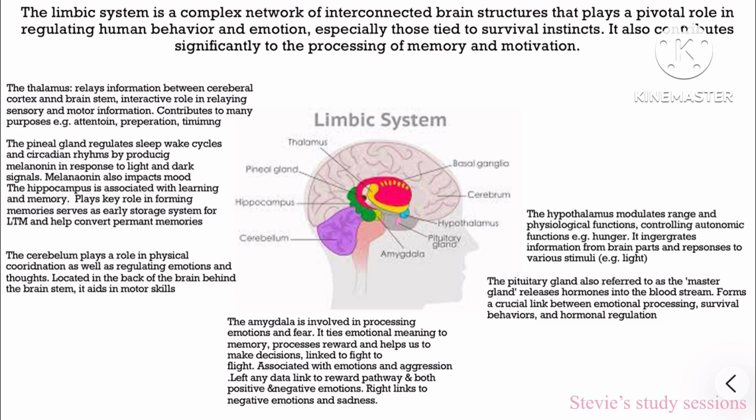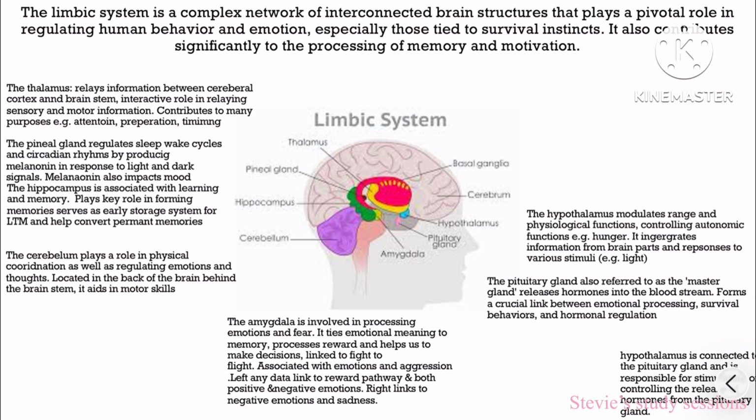The hypothalamus modulates range and physiological functions, controlling autonomic functions, for example hunger. It integrates information from parts of the brain and responds to various stimuli. The hypothalamus is connected to the pituitary gland and is responsible for stimulating or controlling the release of hormones from the pituitary gland.